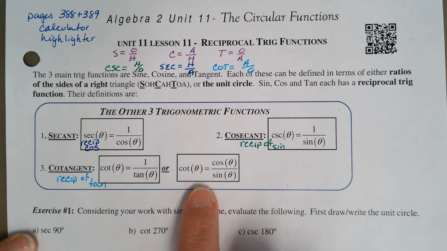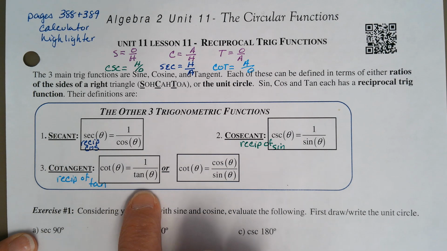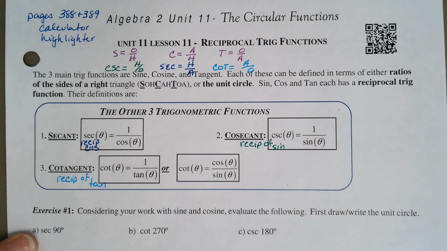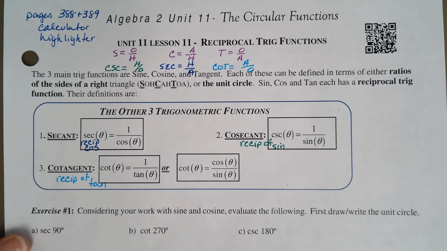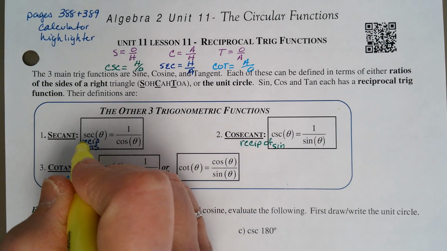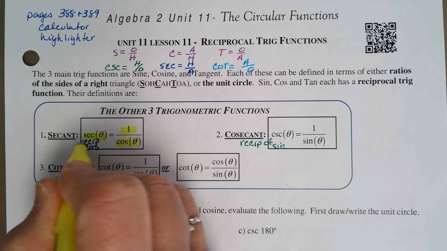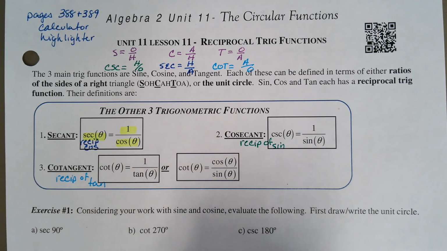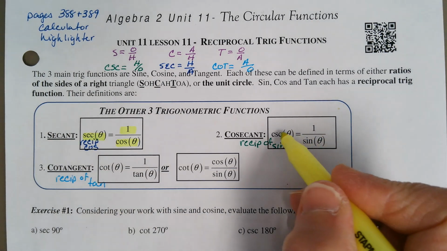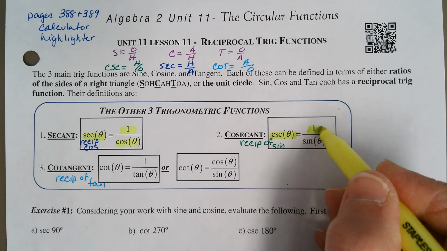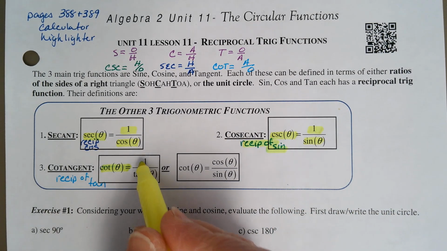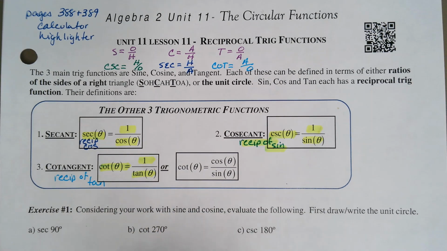Also keep in mind that cotangent, since it's a reciprocal of tangent, and we know tangent can be defined in terms of sine over cosine, cotangent is equivalent to cosine over sine. So secant is the reciprocal of cosine. I like the words instead of the 1 over cosine. Cosecant is equal to the reciprocal of sine. And cotangent is the reciprocal of tangent.